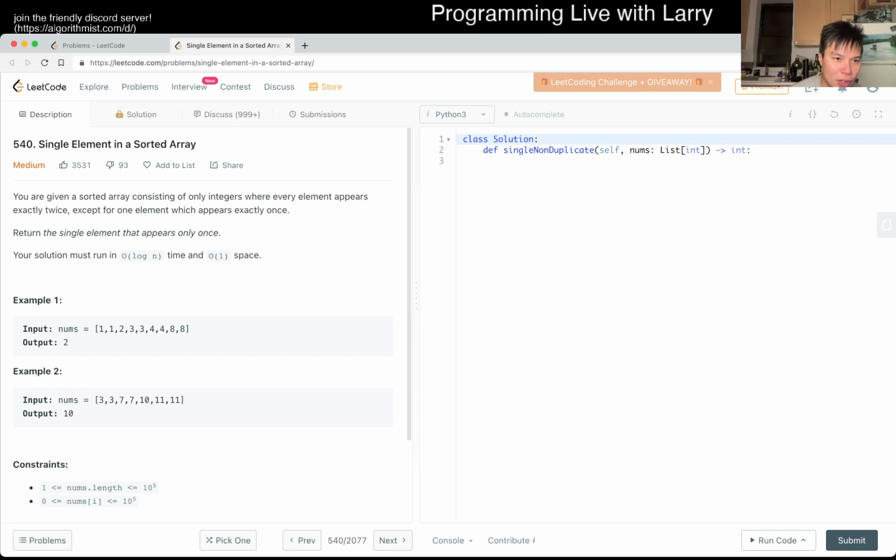Single element in the sorted array. You're given a sorted array, only integers that appear twice except for one element which appears exactly once. Return the single element that appears once, in log n time and O(1) space, of course.